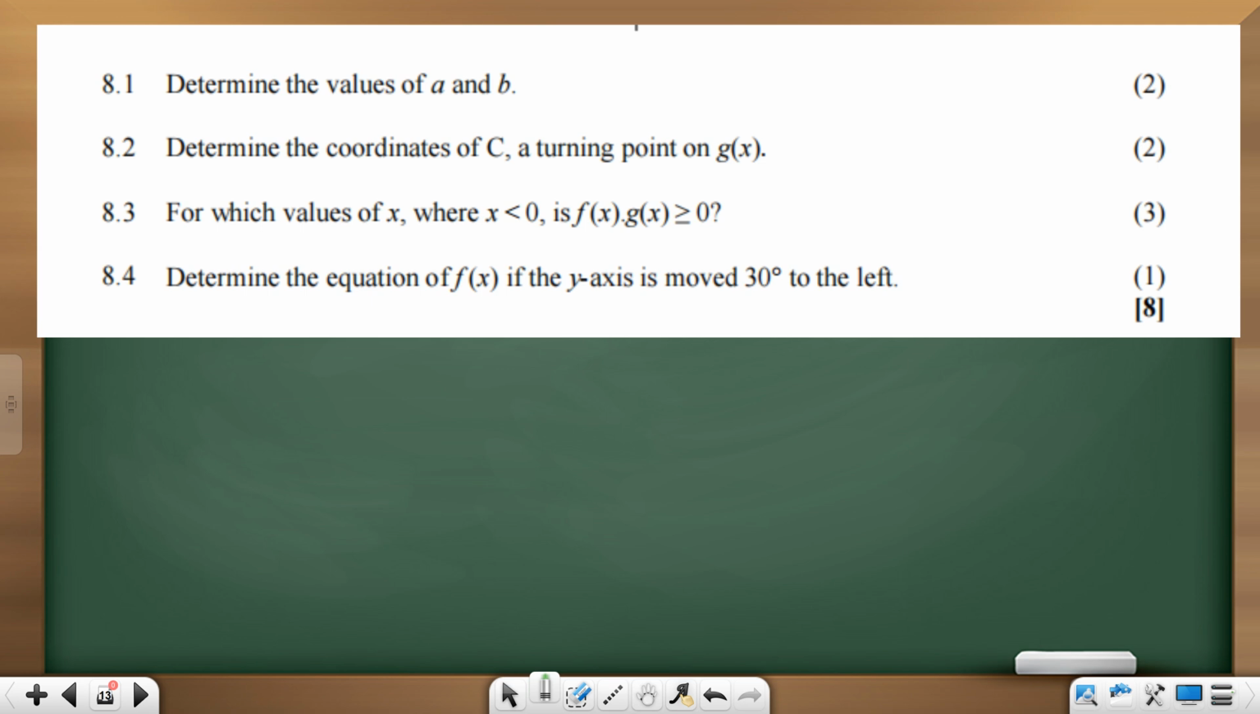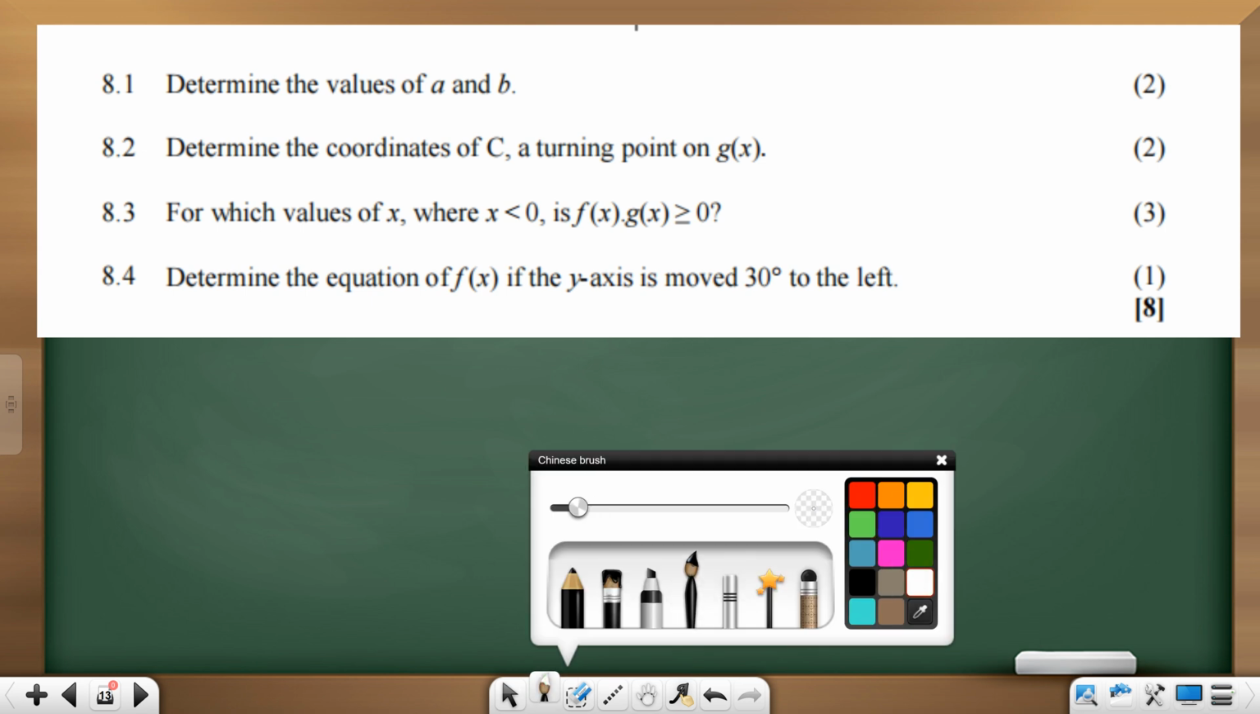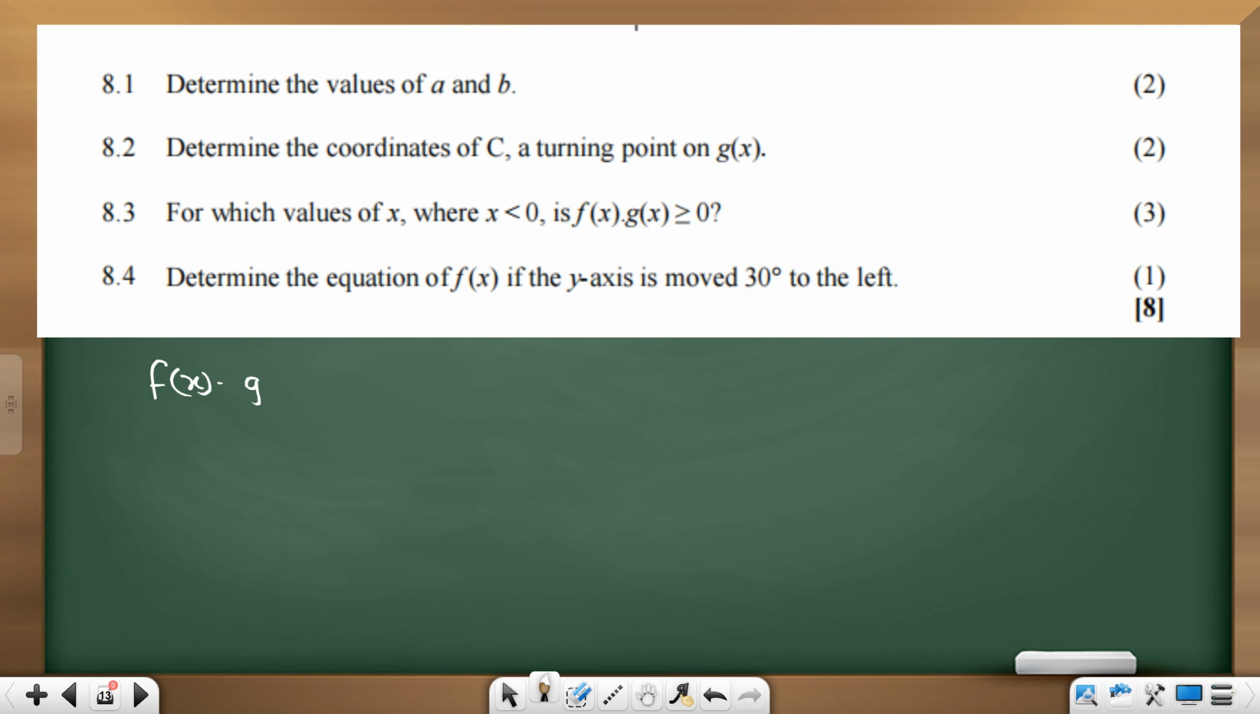For which values of x, where x is less than 0, we go back to paper 1. f of x multiplied by g of x greater than or equal to what? Let's start interpreting from the right hand side. If it is greater than 0, this must be what? Positive. We're multiplying two things, right? For us to get positive, what should we be multiplying? Positive and positive, or negative and negative. This gives us greater than 0. Make sense?